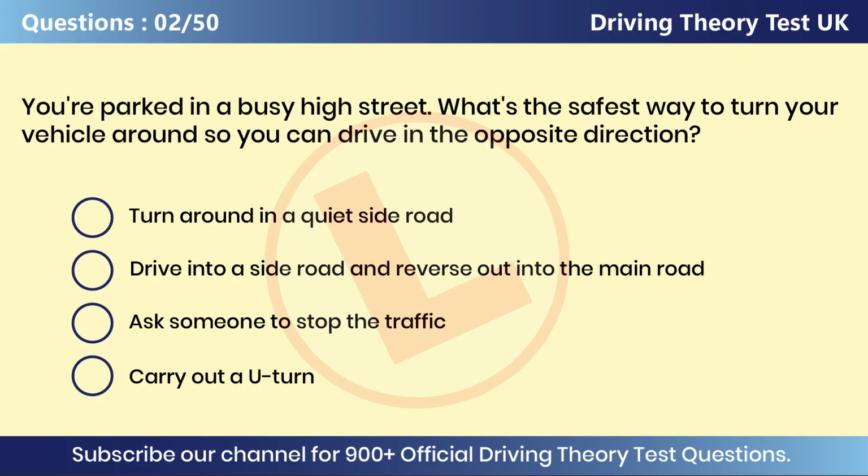Question 2. You're parked in a busy high street. What's the safest way to turn your vehicle around so you can drive in the opposite direction? A. Turn around in a quiet side road. B. Drive into a side road and reverse out into the main road. C. Ask someone to stop the traffic. D. Carry out a U-turn. A. Turn around in a quiet side road.